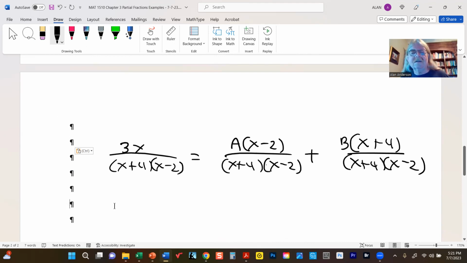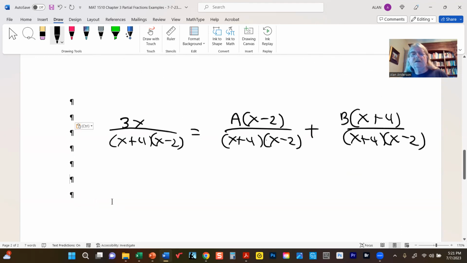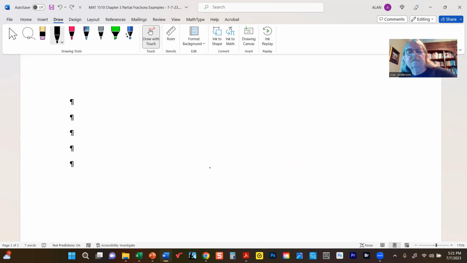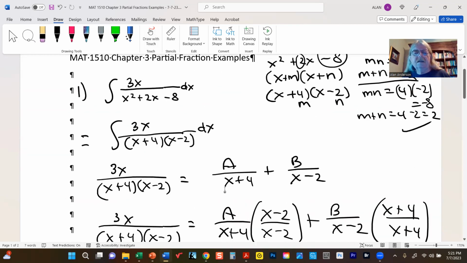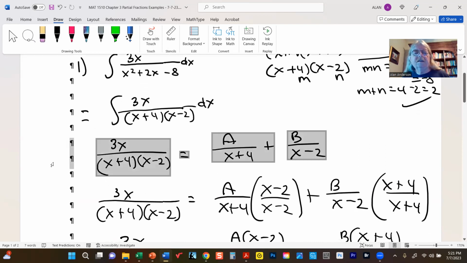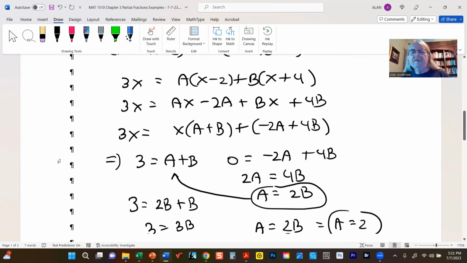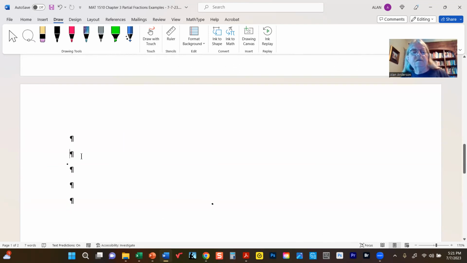Sometimes it works, sometimes it doesn't. Okay, so a is 2. Well, actually, this is not what I wanted. Hold on. Sorry, I copied the wrong thing. This is what I was after. So keeping in mind that a is 2 and b is 1.